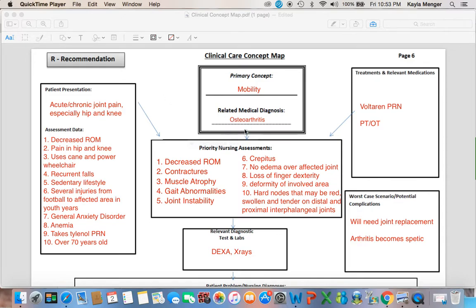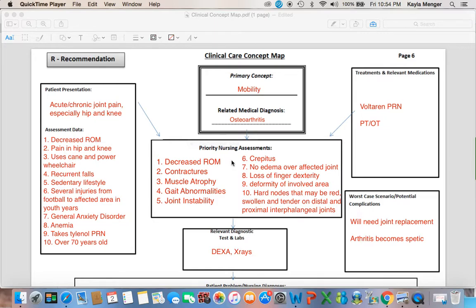So to begin, I usually start with my related medical diagnosis. This is going to be your admitting diagnosis or their primary diagnosis, whichever your patient has. From there, you're going to do your concept. That's going to come off of your MOV sheet from orientation. It's going to have like mobility and safety and protection, that kind of thing. So osteoarthritis relates mostly to mobility, so that's what I put here.